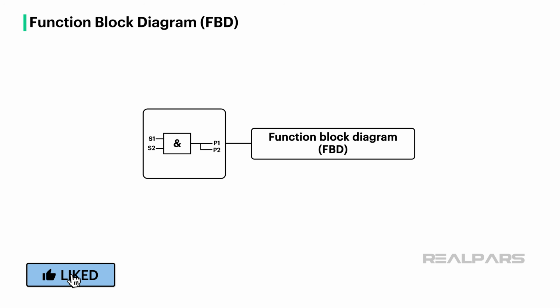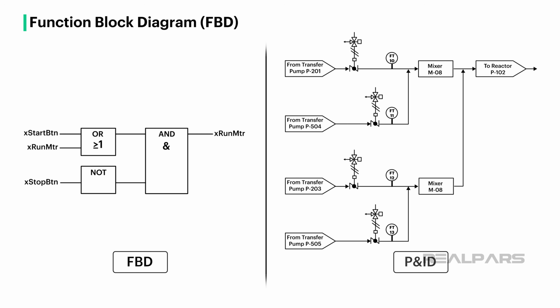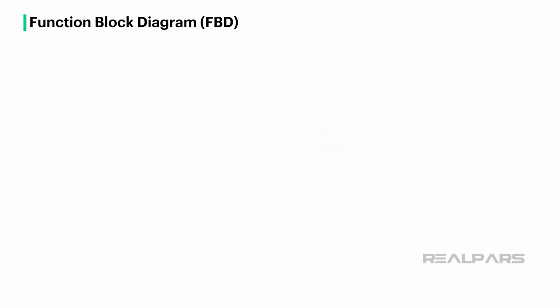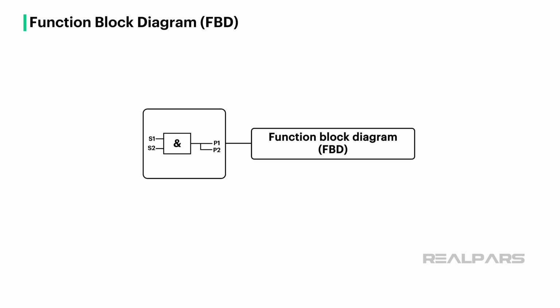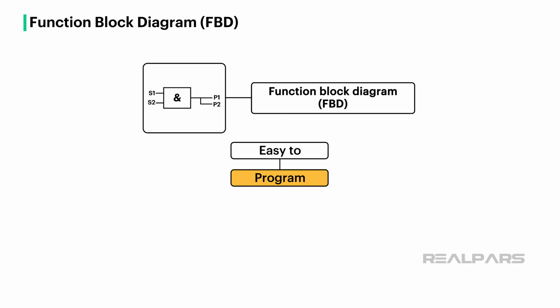Function block diagram, or FBD, is another high-level graphical programming language. Function block diagram is commonly used in the process industry because its appearance is similar to P&IDs that define how process equipment is laid out. You can see the same logic to control a conveyor implemented in function block diagram and ladder diagram. Like ladder diagram, function block diagram is a high-level graphical programming language that is easy to program, monitor, and troubleshoot.